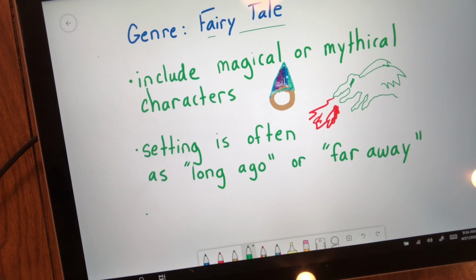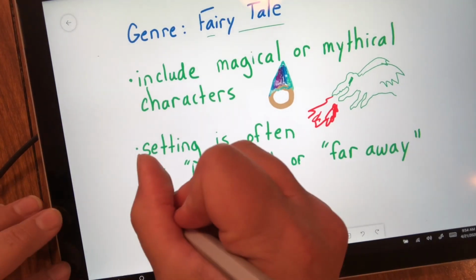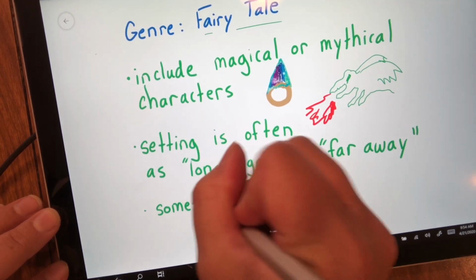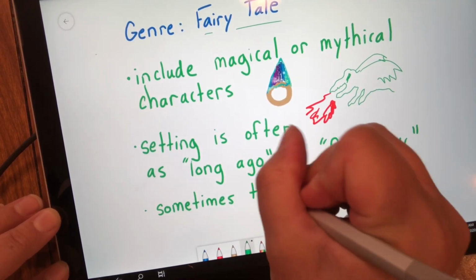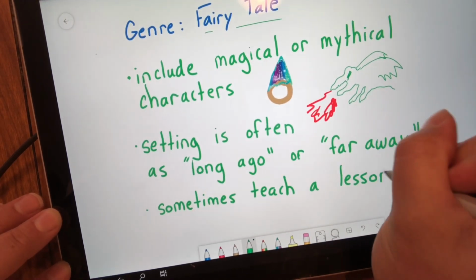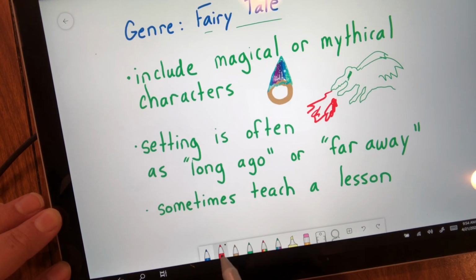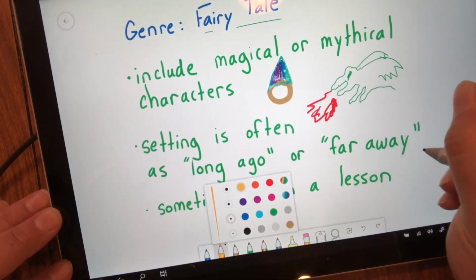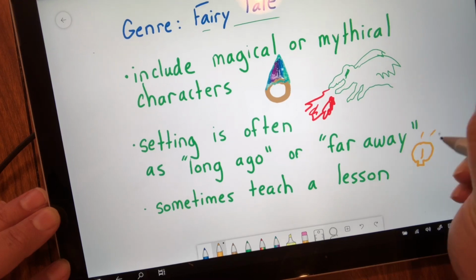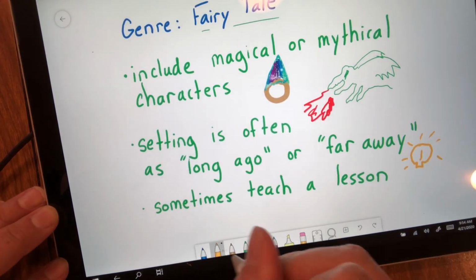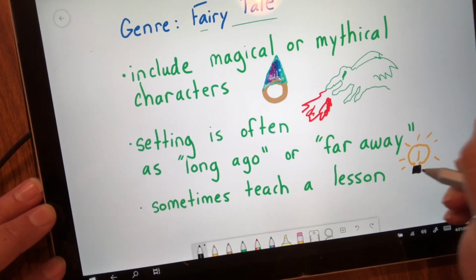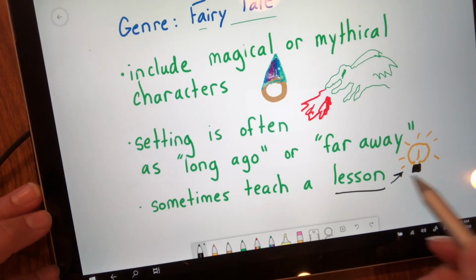The one last characteristic of a fairy tale is that they sometimes teach a lesson. So for lesson, we could think of maybe like a light bulb, because you learn something. Ding, ding, ding. And of course, let's get a little black nibble right there. So teach a lesson. We learn a light bulb.